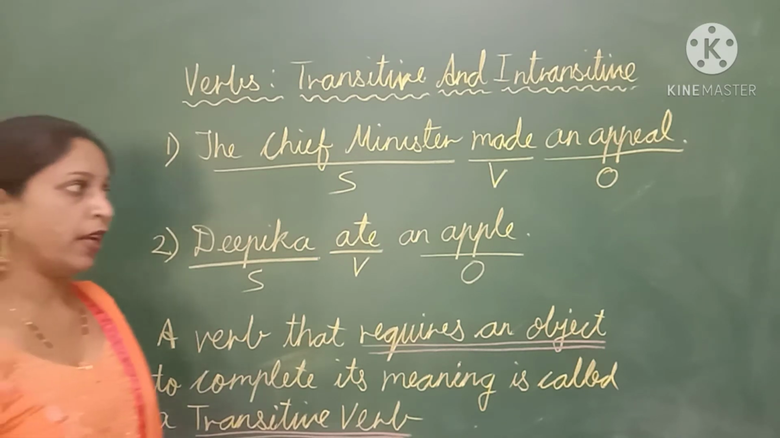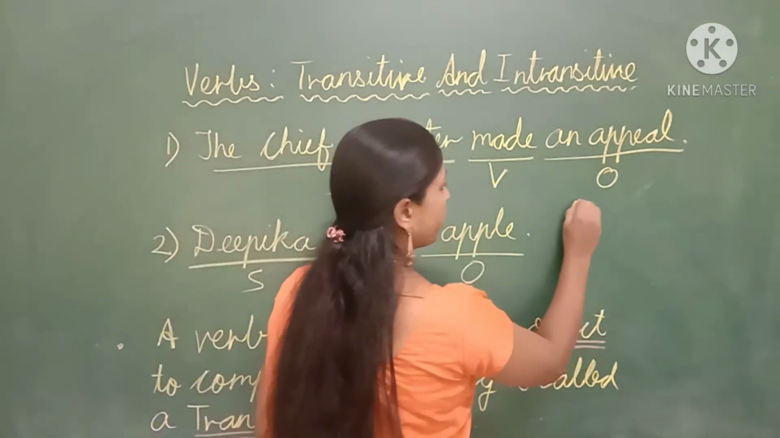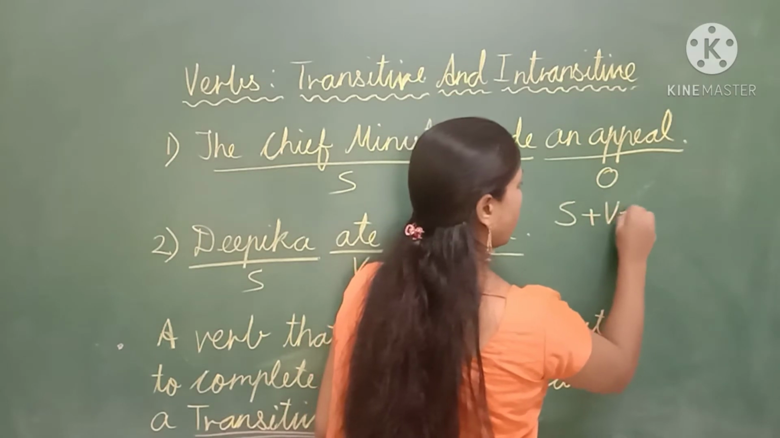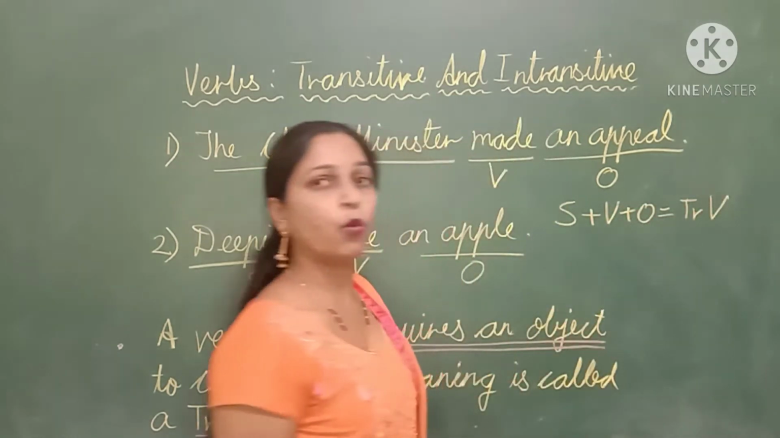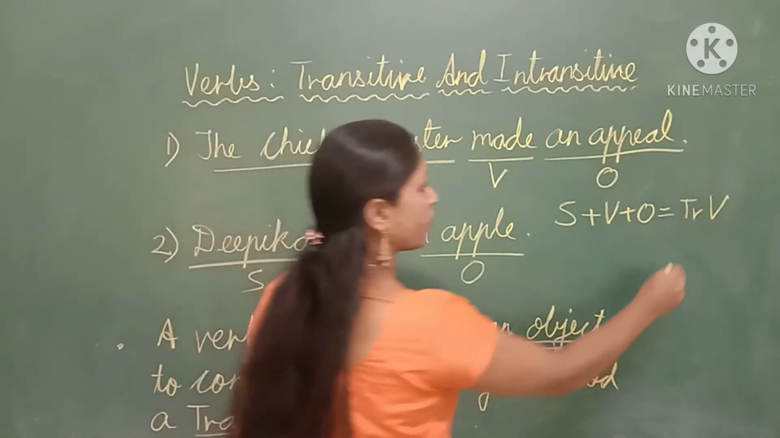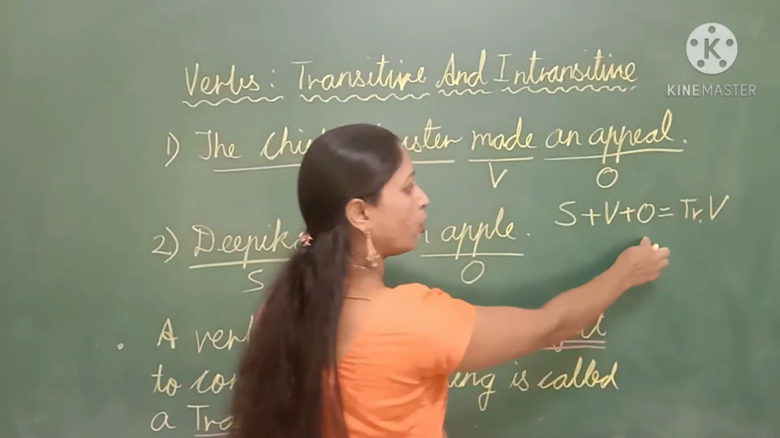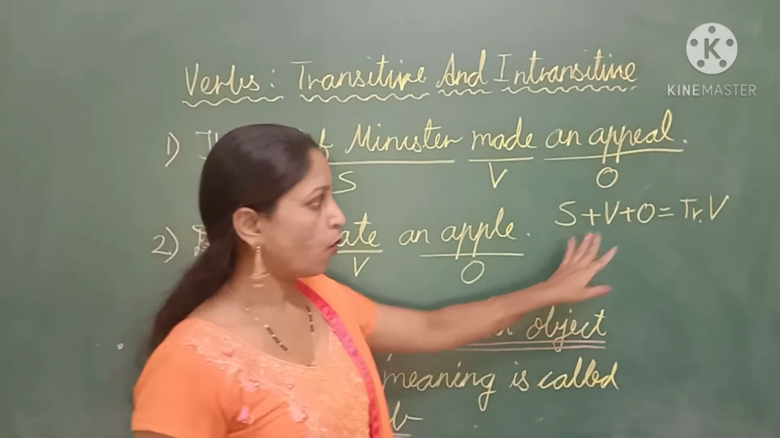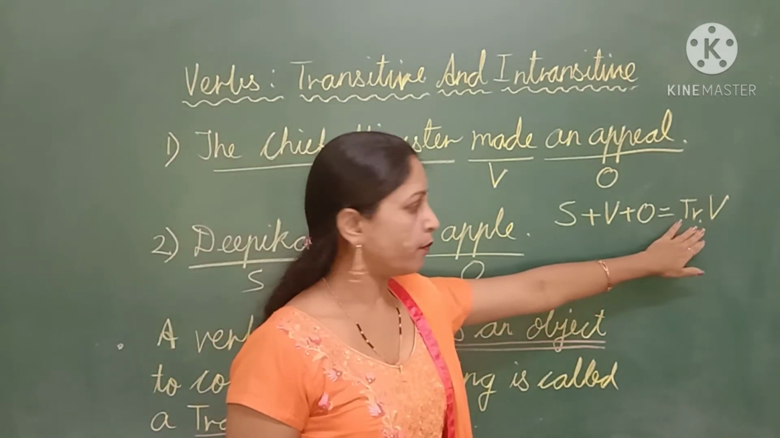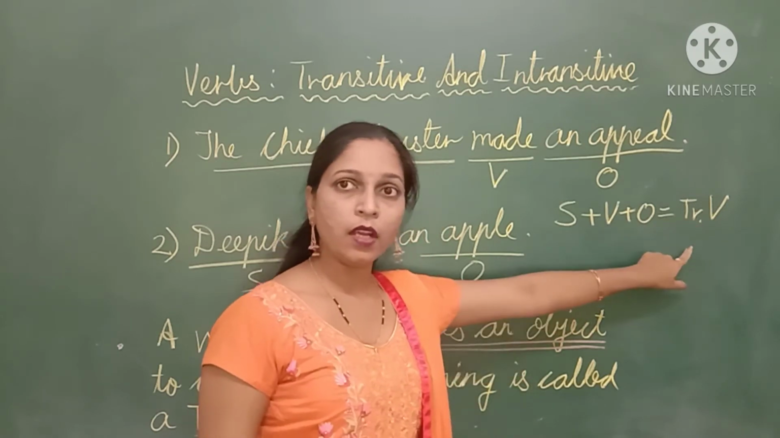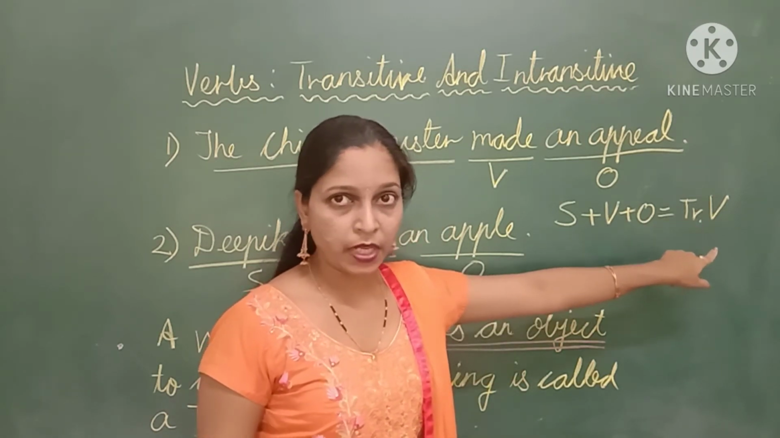Keep this simple formula in mind, children. For a transitive verb, S plus V plus O equals transitive verb. It's very easy to understand. If we have all three, that is subject, verb and object, then it is a transitive verb. So that verb is called a transitive verb. I hope everybody has understood.